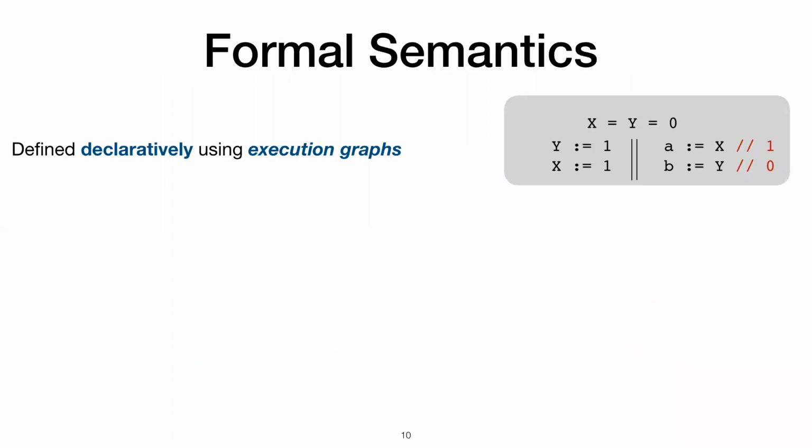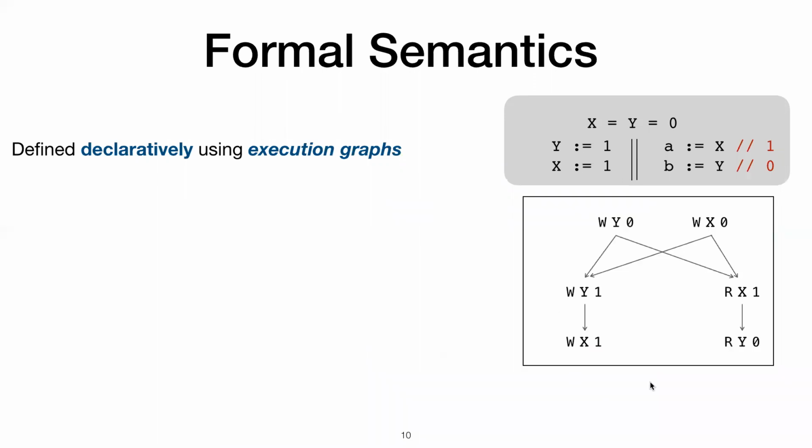Let's see how it works. So it's not defined using a machine. It's not a standard operational semantics with machine and buffer and things like that. It's going to be a declarative definition using execution graphs. So if we want to analyze if this behavior is allowed or not, we have to draw an execution graph. So that's a directed graph. The nodes, we call them events. They are for each shared memory access.